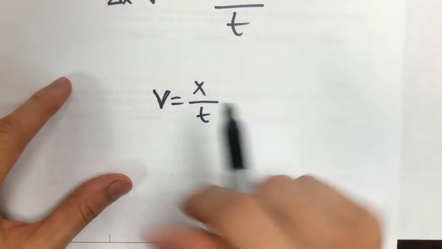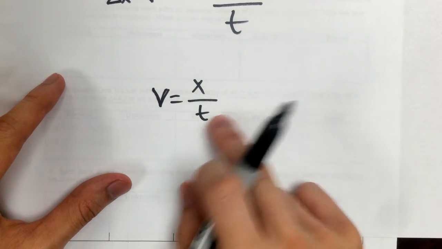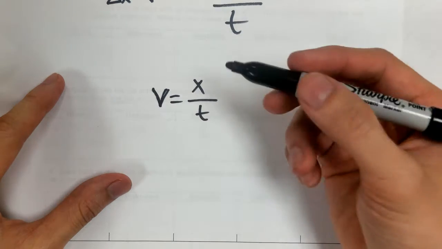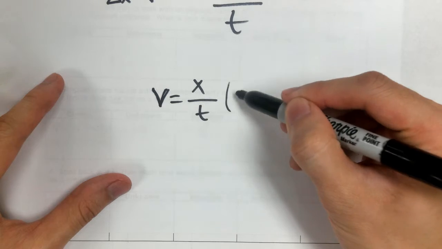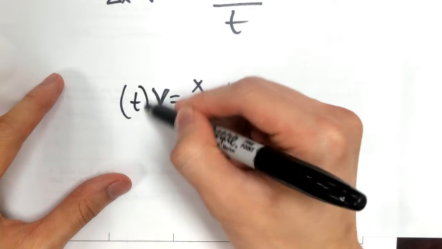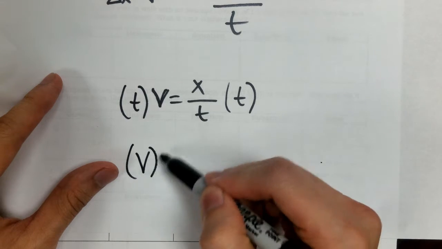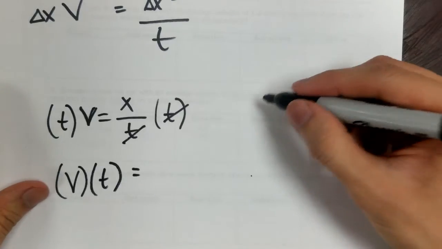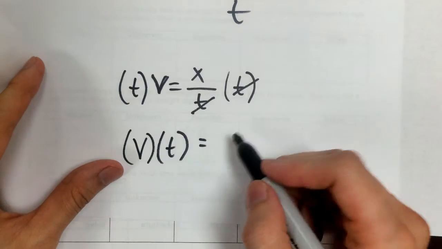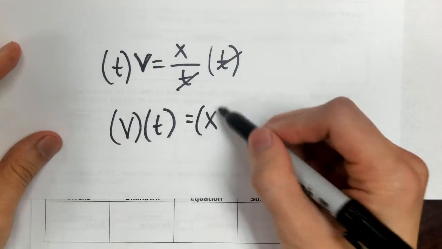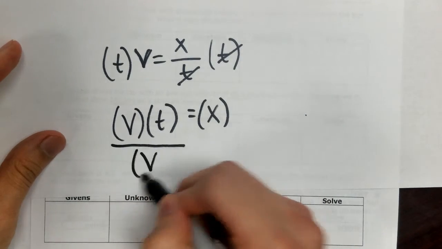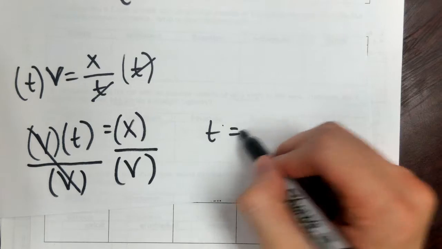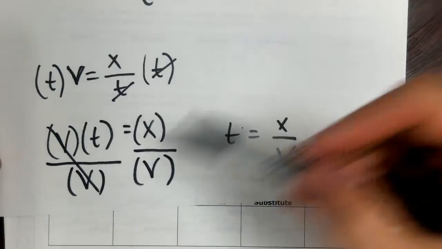What you're supposed to do is get rid of it from the denominator. So what do you have to do to both sides? I saw like 3 people do this. Times time. Times time. So now it's V times T equals x, and these cancel, right? Vt would equal x. Do we have t by itself? We're going to divide by v. Divide by v. So t is equal to x over v. That's how I got it done.